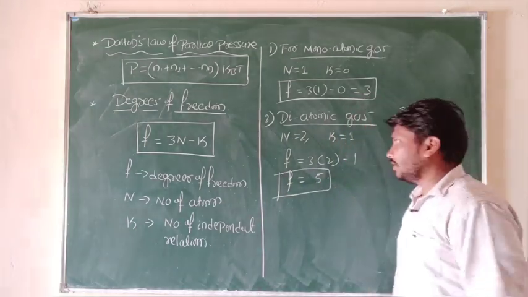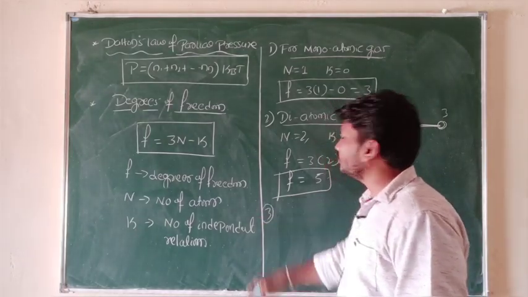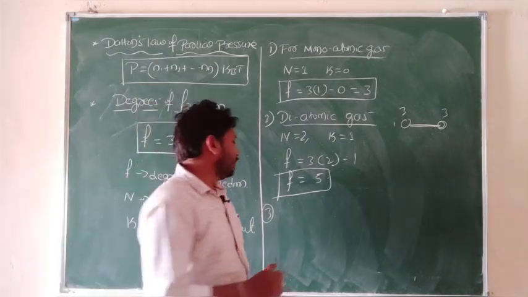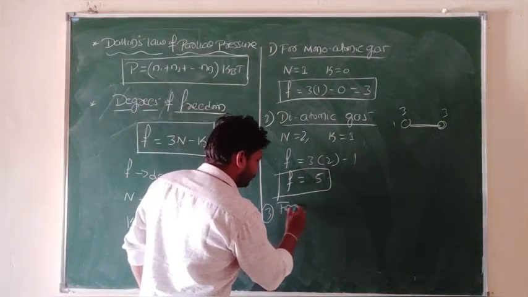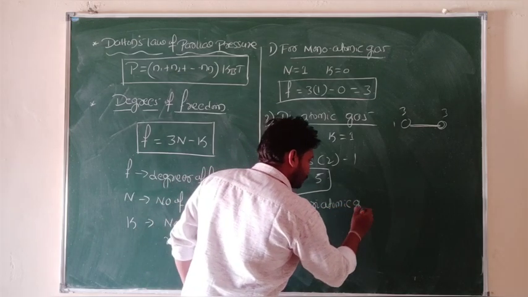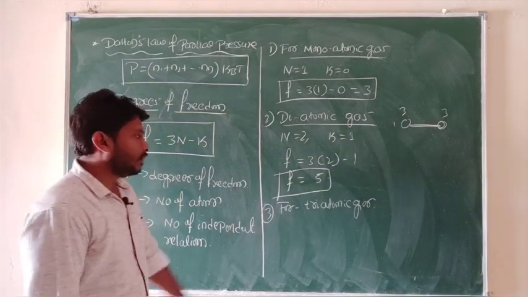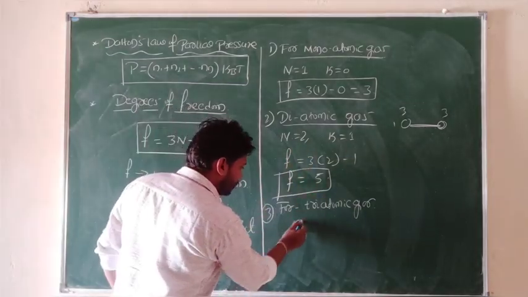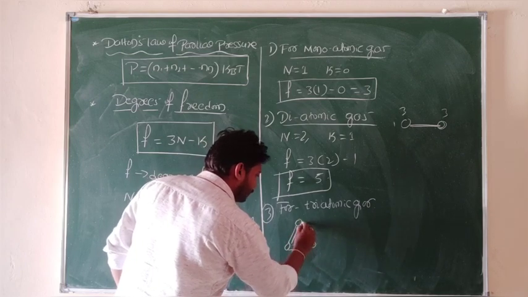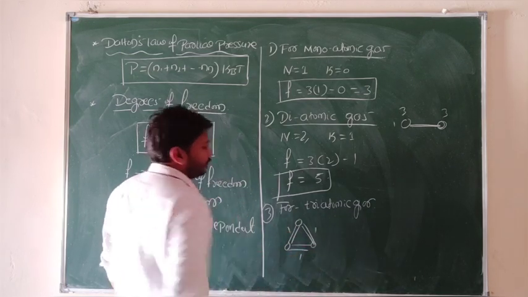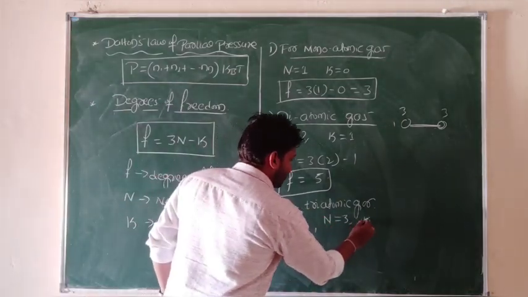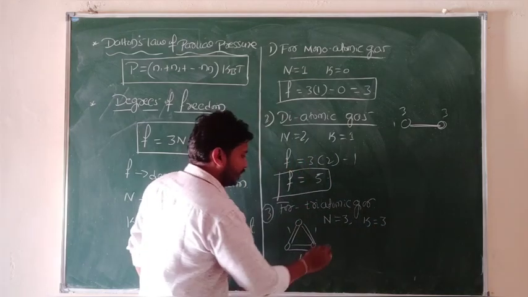Then for triatomic gas, we can consider linear molecules and non-linear molecules. For triatomic gas, for a non-linear molecule, let me take 3 atoms non-linear. So here we get 3 independent relations. So n value is 3 and k value is also 3 for non-linear.